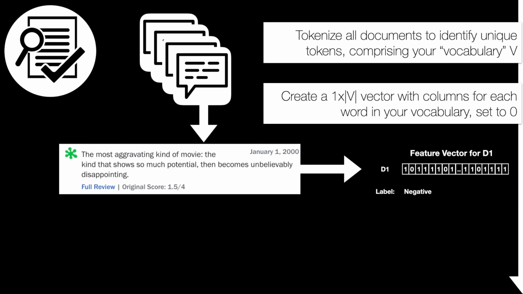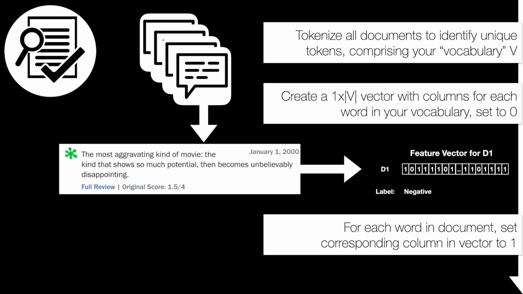And we can ascribe some label to it. So we know this is a negative sample, so we have the label as negative. Then for each word in our document, we go through this tokenized document and flip the corresponding column to 1 for every word that's in this document. So now we have this feature vector that says, these are the words that exist in this document. And then we can learn that documents that contain the word unbelievable, or the word disappointing or aggravating, tell us something about this likely being a negative review.